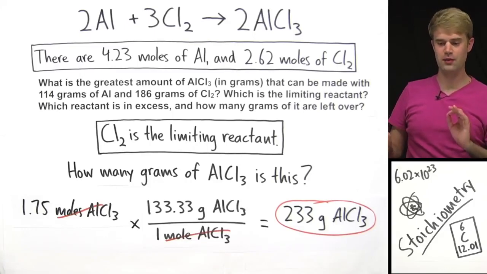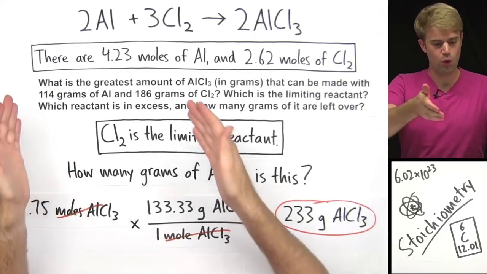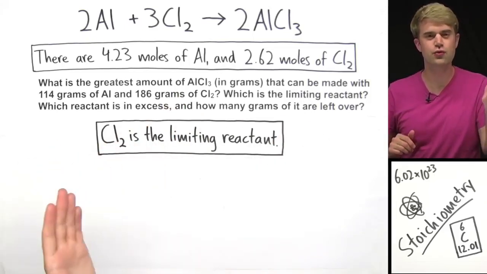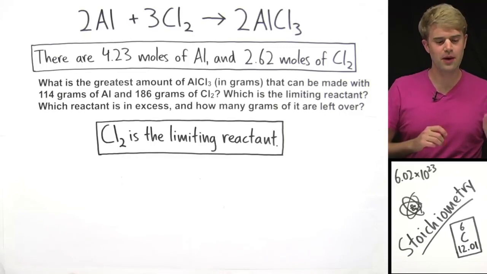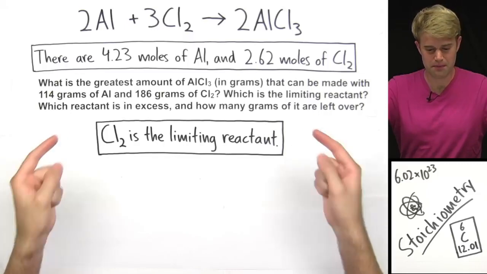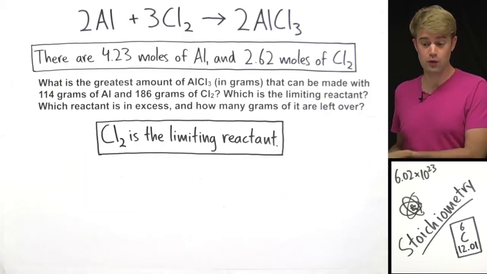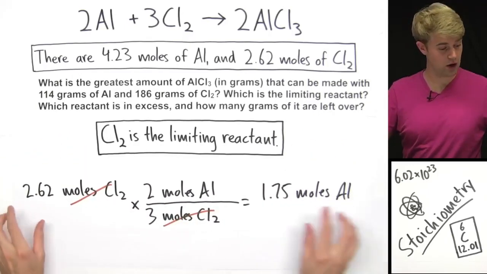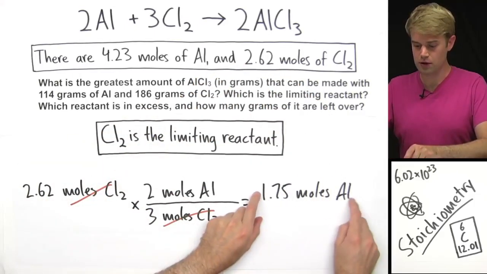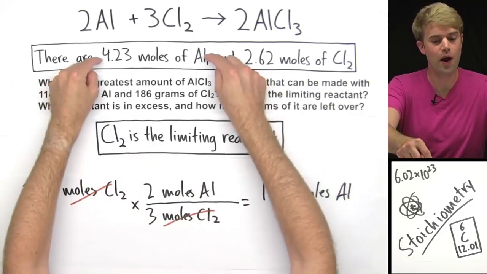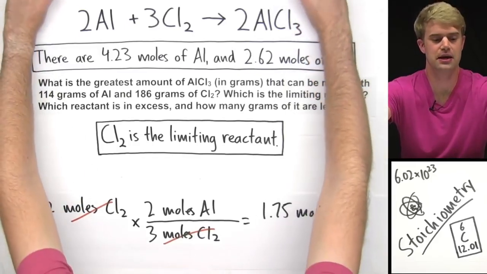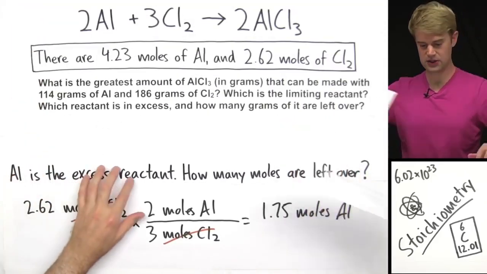Now, there's one more thing that we have to figure out, and that is which reactant is in excess and how many grams of it are left over. To figure out this excess reactant, we want to go back and ask how much aluminum do we need to react with a maximum amount of chlorine. We did this calculation earlier. We have the maximum amount of chlorine. This is how much aluminum we need to react with it. But we have way more aluminum than that. So we have extra aluminum. That means that aluminum is the excess reactant.